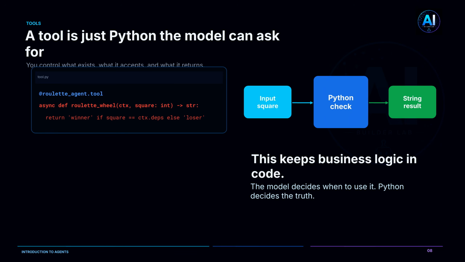But here's what's worth pausing on. In a real product, this tool could do almost anything. Query a database, call an external API, run a calculation, even generate a document. The model handles the conversation. Your Python handles the work. That separation is what makes this pattern so powerful.